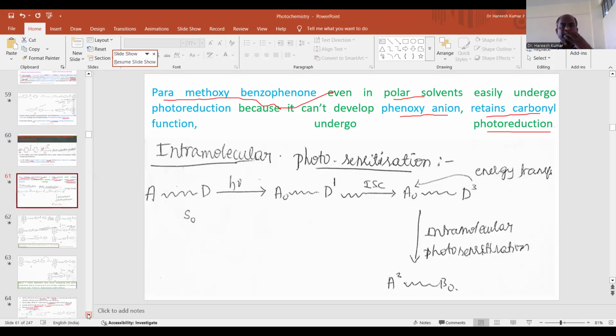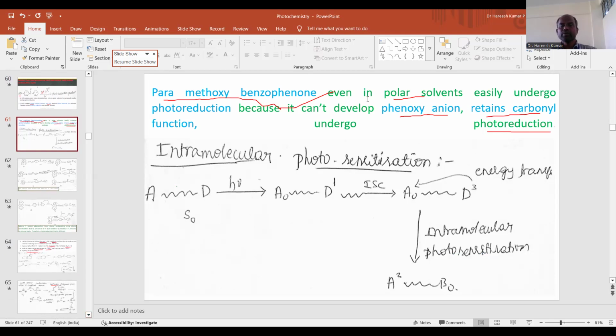So here I'm taking the para-methoxybenzophenone. When you are comparing it with the hydroxybenzophenone, in hydroxybenzophenone the resonance form 2 will be the stable one. Resonance form 2 means it's an enol form. In para-methoxybenzophenone, there is no such form, which means resonance form 2 is not favored. That means resonance form 1 is favored.